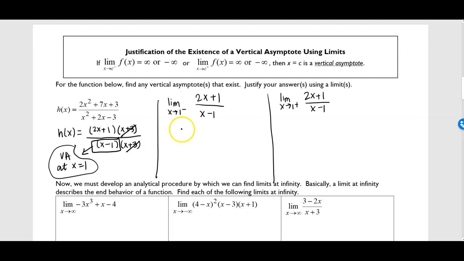So I know that there's a vertical asymptote, which means I know that this left or right limit is positive or negative infinity. So for this one, if I think about a number a little less than 1, my numerator would be positive, my denominator would be negative, and so this is negative infinity. And so now I'm going to write my justification statement. Since the limit as x approaches 1 from the left of h of x is equal to negative infinity, then h of x has a vertical asymptote at x equals 1.